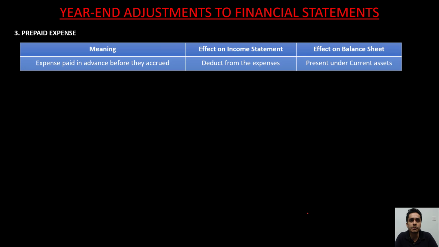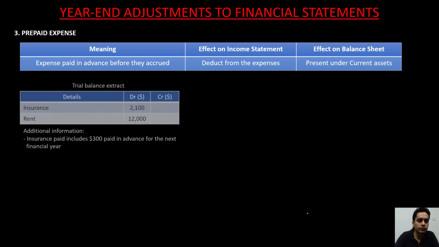Okay, now what do we do in the income statement? How do we treat it in the income statement? You will have to deduct it from the expenses paid so that we arrive at the net expenses. In the balance sheet, any expenses paid in advance will be an asset for the business because the benefit of these expenses will be received in the future. Okay, so that will come under current assets.